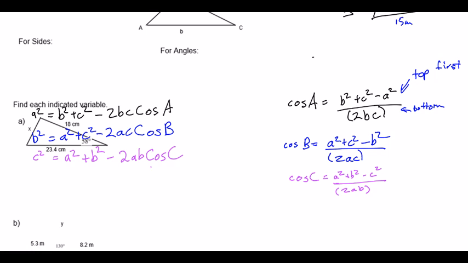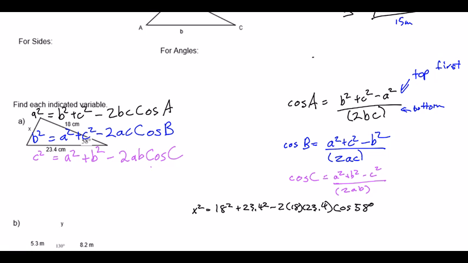In order to find it, we're going to use the pattern that we had up here. So the side that we're looking for is x squared. So I'm actually going to write that out. So I got x squared equals, well, one side squared is 18 squared plus 23.4 squared minus 2 times 18 times 23.4 times cosine of the angle between them, and that happens to be 58 degrees.